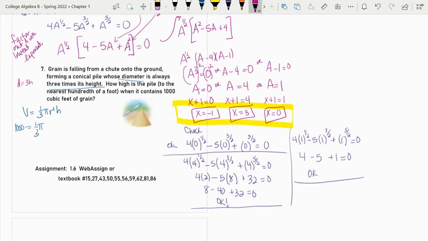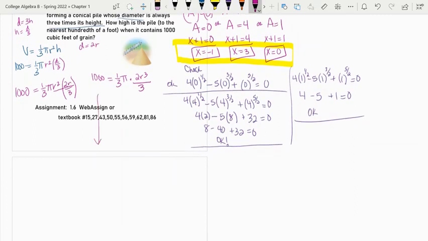1/3 pi and then r squared and then h, which we could solve for h here. So h would be d divided by 3. But let's think about that. So we also know then that a diameter will be twice r. So let's fill that in now. So I have 1,000 equals 1/3 pi r squared, and my h is 2r divided by 3. So then that gives me 1,000 equals 1/3 pi. I'm going to multiply the r squared times 2r, so that's going to give me 2r to the third divided by 3.